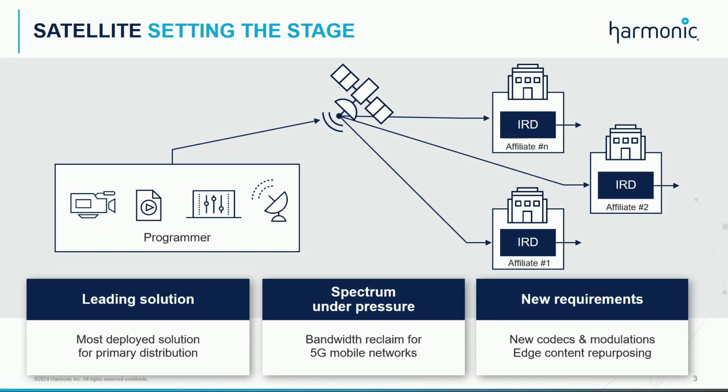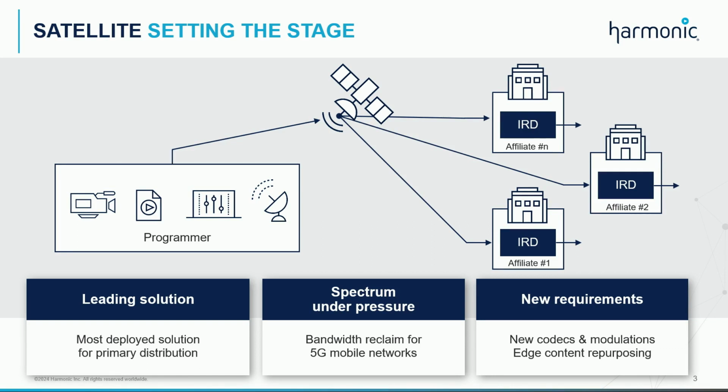Obviously, the starting point is the satellite. Most of the historical primary distribution systems, especially large scale, rely on satellite solutions. The idea there, obviously, is to be able to deliver content in the footprint of the satellite.